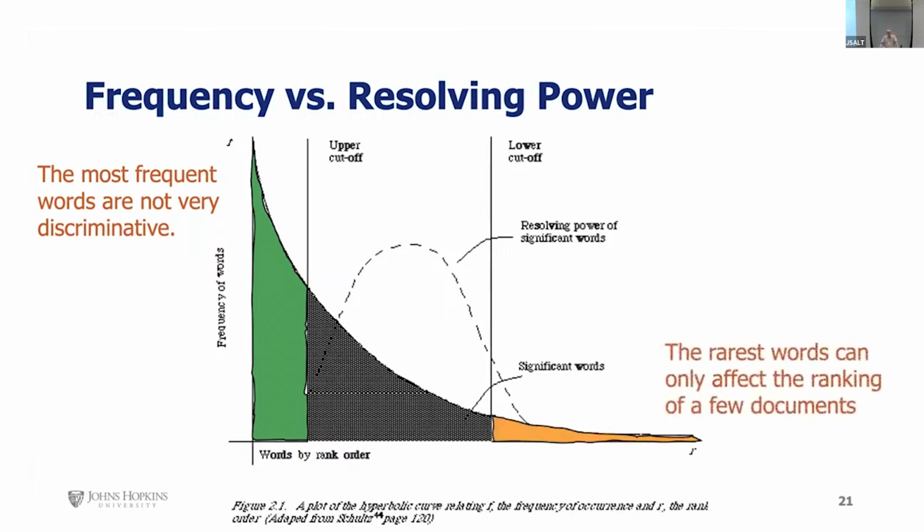At the same time, the rarest words can really only affect very few documents. So while they may be important for those few documents, in general, they don't affect the ranking of many documents. So we like to have the significant words from a retrieval perspective as the main terms we look at. And these occur in the middle of this range here. Questions on counting words?